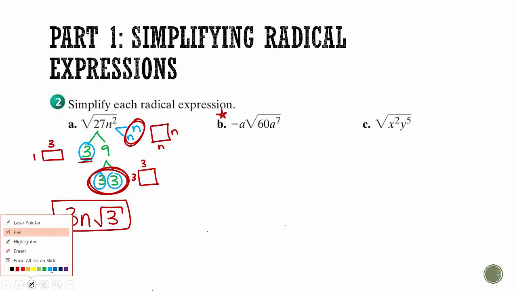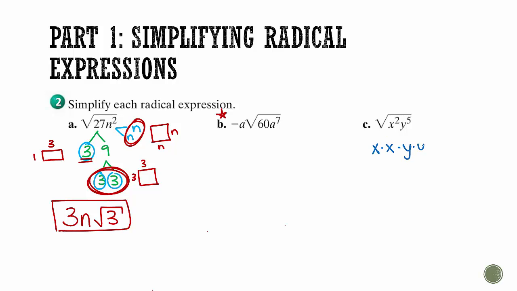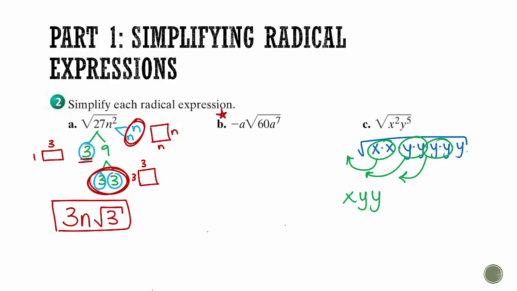Let's do C together. So this one, what we really have here, if we break this down, remember x squared is x times x. Y to the 5th means that I have 5 y's. And remember, you need to make a square before you can leave the square root. So here's 1 square of x that can come out, 1 square of y that can come out, another square of y that can come out. This y doesn't have any friends, so he's got to stay inside. And then we'd want to simplify this. This is really x times y squared times the square root of y.